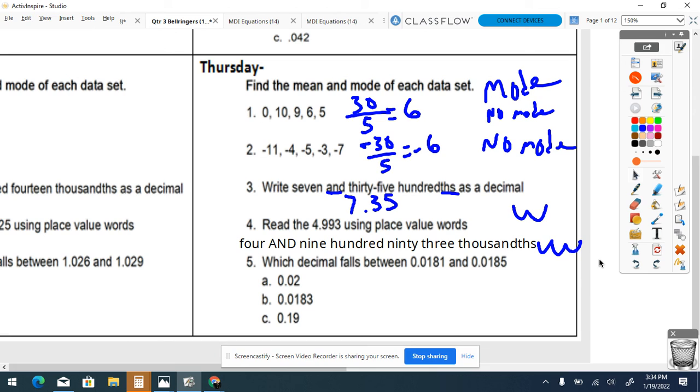All right, and number 5, which decimal falls between 181 ten-thousandths and 185 ten-thousandths? So if you look, these all have 4 digits after the decimal. So once again, I want to make sure they each have 4 digits to make it a little bit easier. And then I have 181, 185. So quickly, which one falls between them? Correct, 183. All right, go ahead, pause the video. So our warm-ups and bell ringers should all be completed for today.